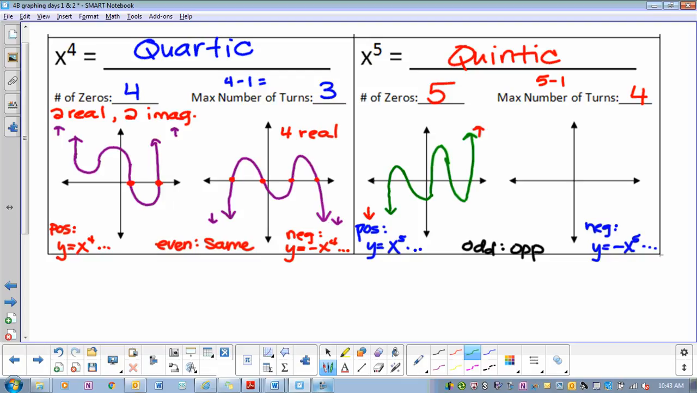Do I have 4 turns? Max here, max here, local max, local min and min there. Yup, so I have 4, right? How many real zeros do I have? 1, 2, 3, 4, 5. Good. 5 real zeros.